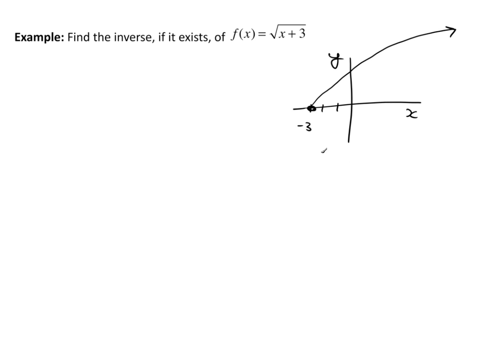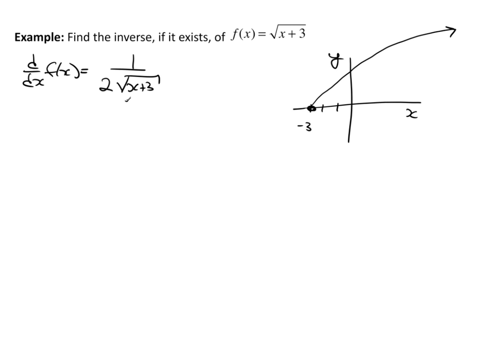But suppose I didn't know that. Well, what I'm going to do is find d dx of f of x. The first derivative of this is going to be 1 over 2 times the square root of x plus 3. Now, this radical cannot be 0. So in other words, I cannot have x equals negative 3.